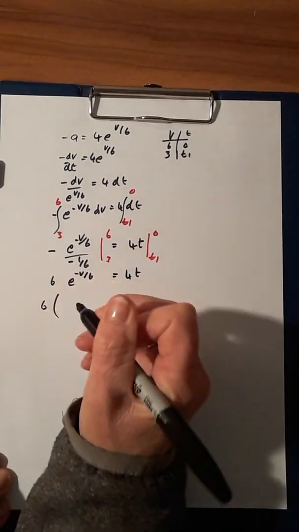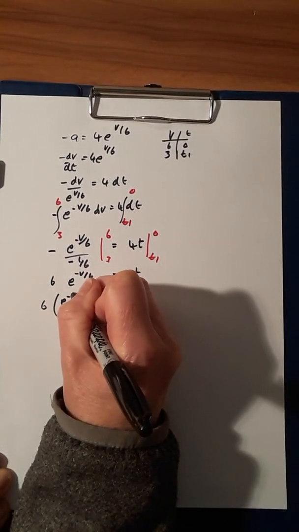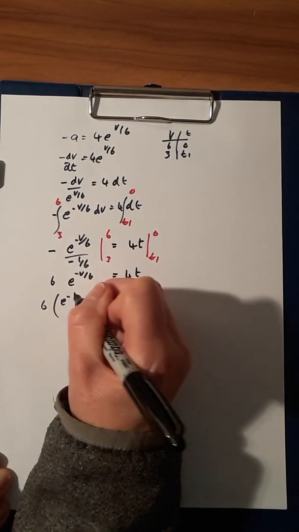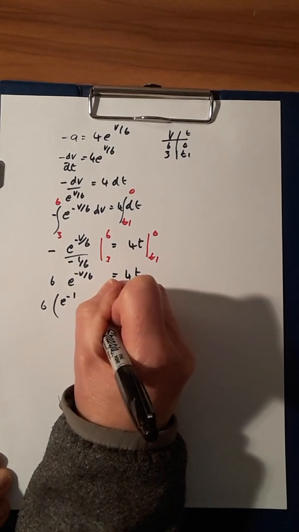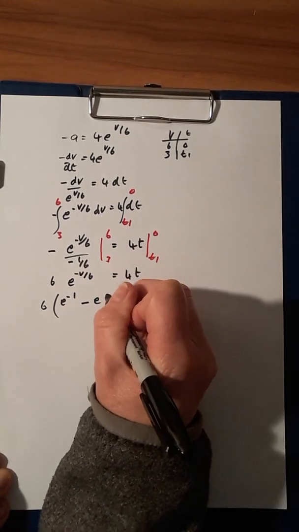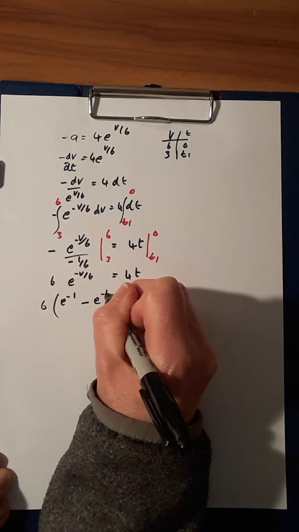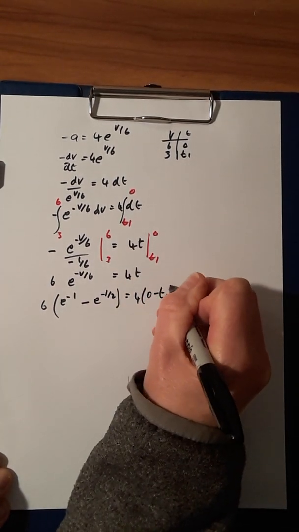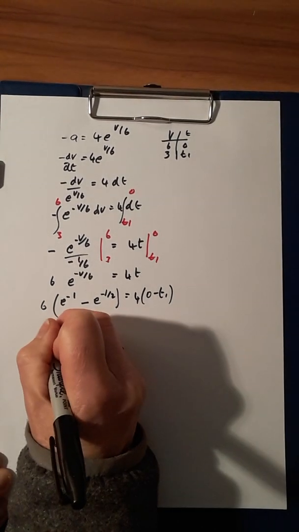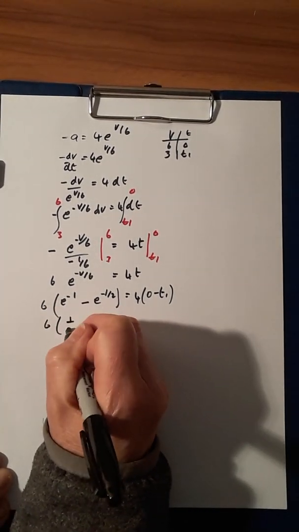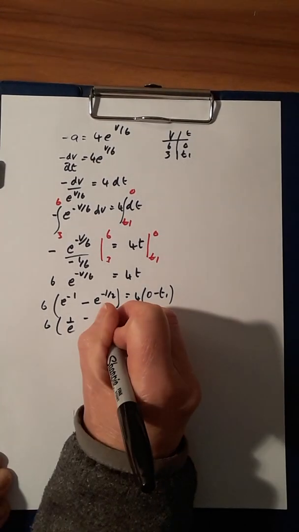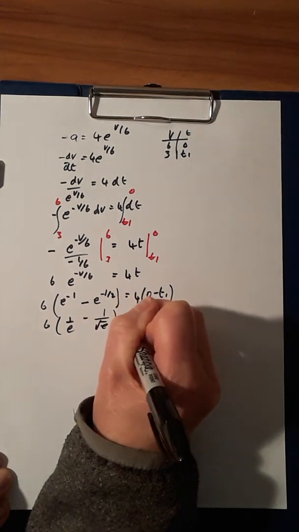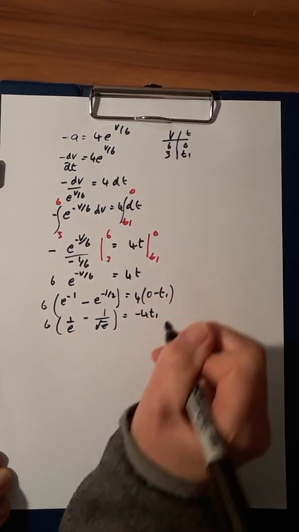Okay, so I'll take the 6 outside and I'll say e to the minus v over 6. This will become 6 over 6, so that will be e to the minus 1, minus e to the minus 3 over 6, of course, will be minus a half. And that's equal to 4 into 0 minus t1. So this is 6 into e to the minus 1 is 1 over e, e to the power of minus a half is 1 over the square root of e, is equal to minus 4 times t1.